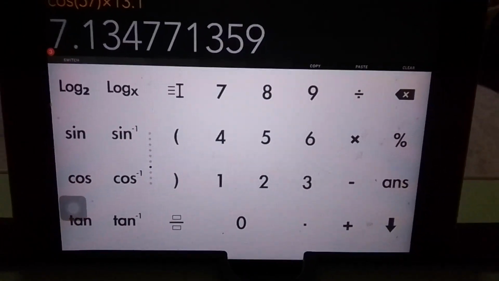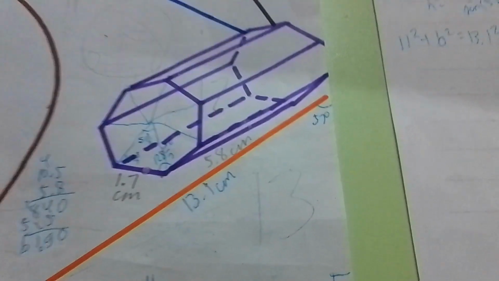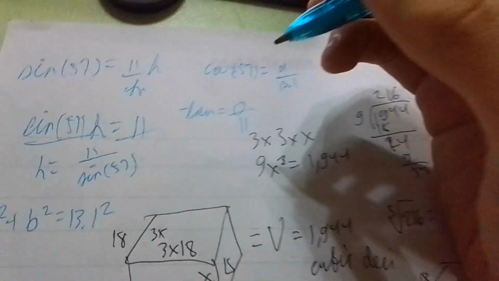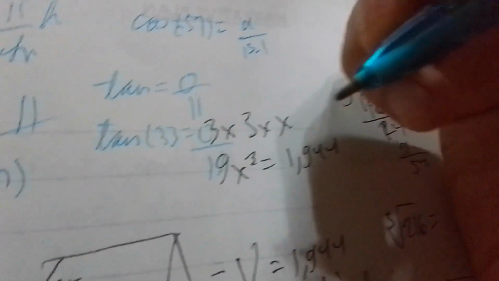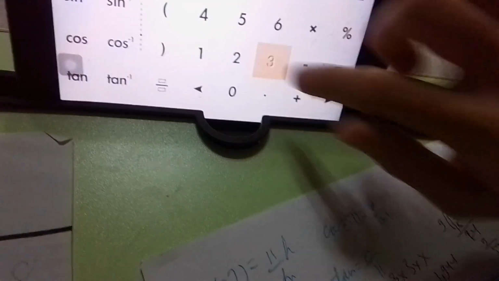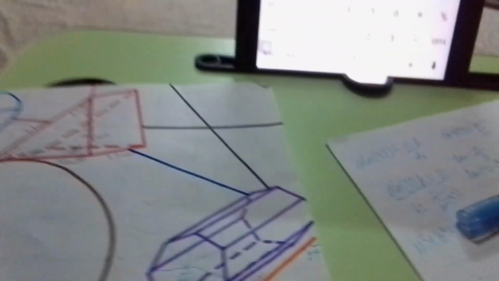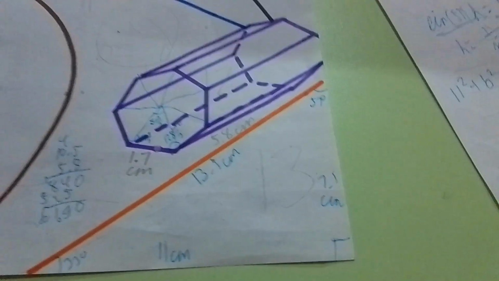But that's okay. Or we can do tangent of 33 degrees. The adjacent is 11. Tangent is opposite over adjacent. So tan of 33 is equivalent to the opposite over 11. Then multiply both sides by 11. So therefore, tangent of 33 times 11 is 7.14. Almost, but we almost got it right. Never mind, let's just make it 7.1, rounding off. So we have 7.1 cm.